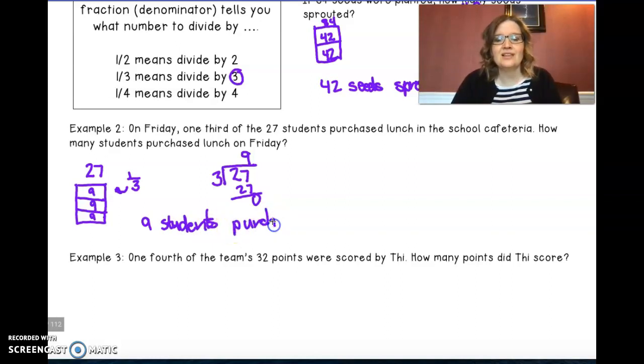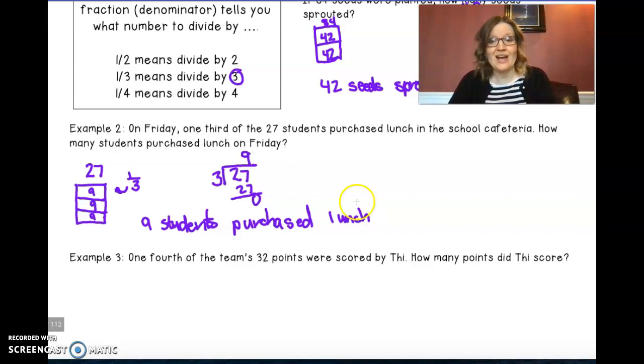Later on you will have a lesson when they'll ask, so how many students didn't purchase lunch? And you'll know that it was 2/3. And we'll practice later on how we come about coming to 2/3 of an amount. But for now, we'll just do 1/3.